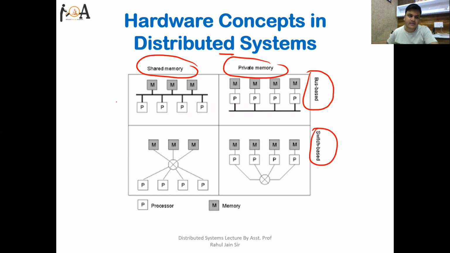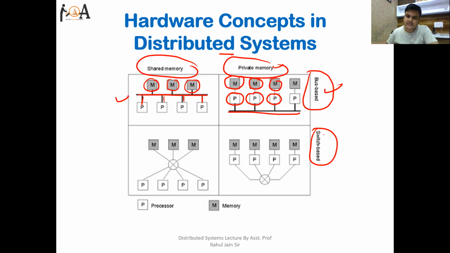So if you will look here, in shared based memory, various memories are attached with the single bus system like this, and various processors are attached with this. So it is multiprocessor in which memory is shared in a bus based system. And if you will see here, private memory, you can see easily that with each processor memory is attached, and further they are attached to a single bus. So this is bus based multiprocessor systems in which shared memory is one and the private memory is one.